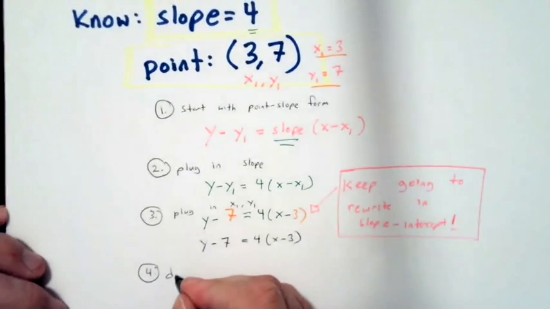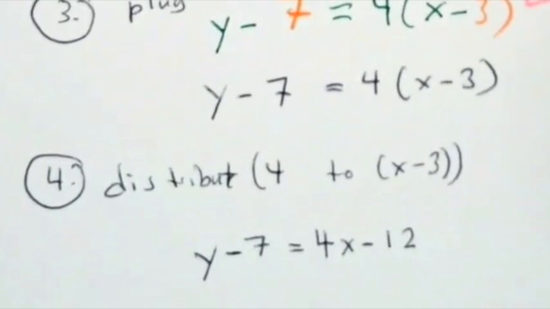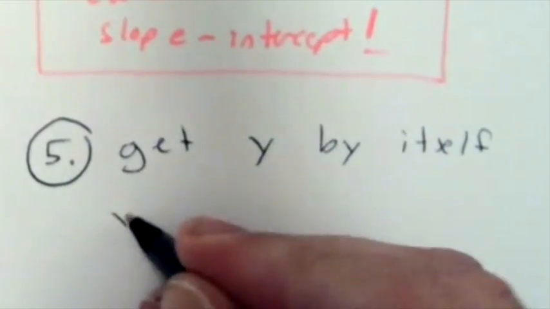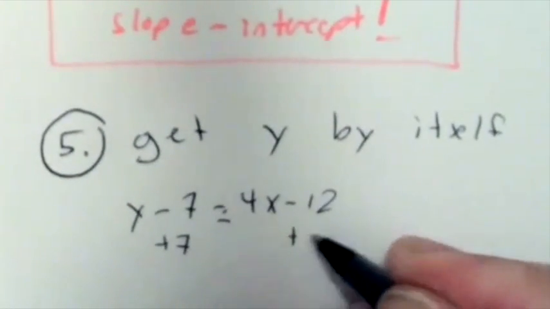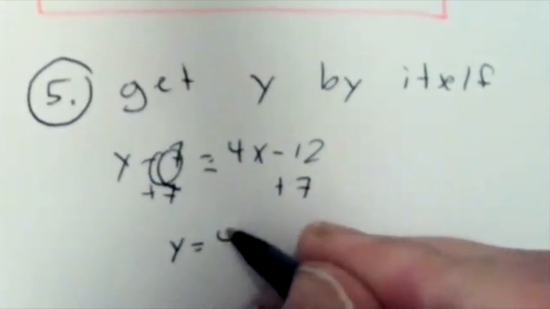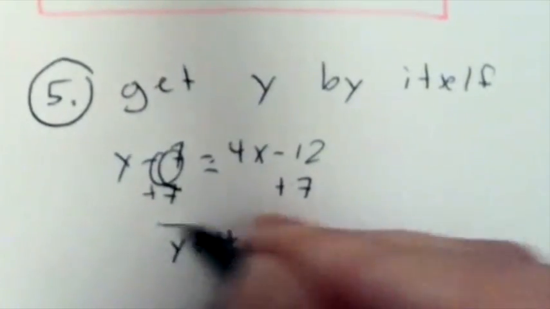Now we could stop there and declare victory, but let's keep going to get to slope-intercept form. To do that, I will need to distribute the 4. I'm going to distribute the 4 to the x minus 3. That gives me y minus 7 equals 4x minus 12. Finally, I want to get y by itself. So to cancel out the minus 7, I'll add 7 to both sides. I do that, this zeroes out. Minus 12 plus 7 is minus 5, and I get y equals 4x minus 5 as my final answer.